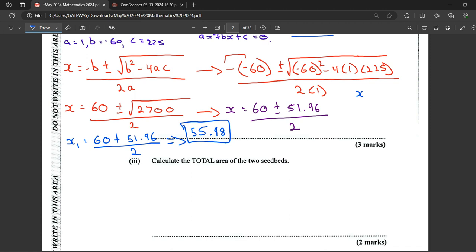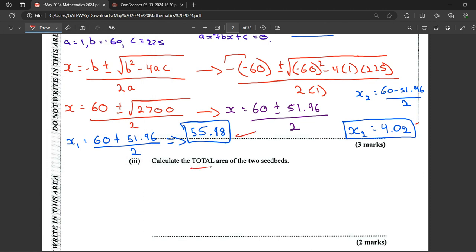So x2 is equal to 60 minus 51.96 all over 2. x2, when you work this out, you should get something around 4.02. That is my value for x2. So I have my values for x1 and x2 here. Right? Simple.